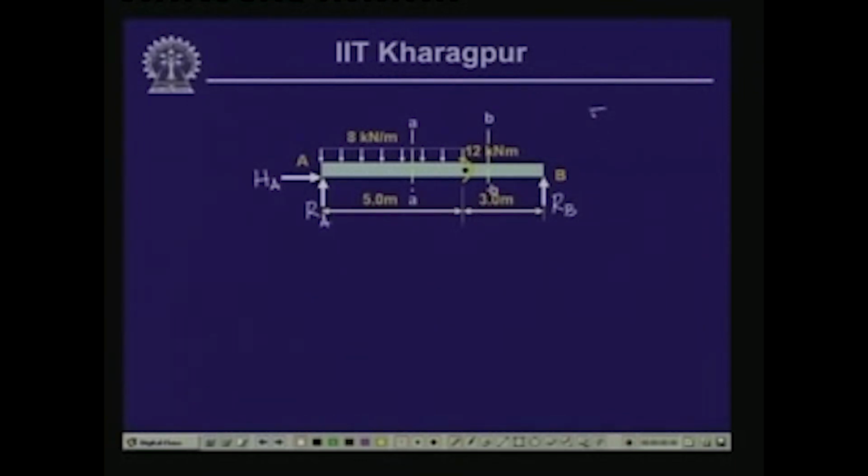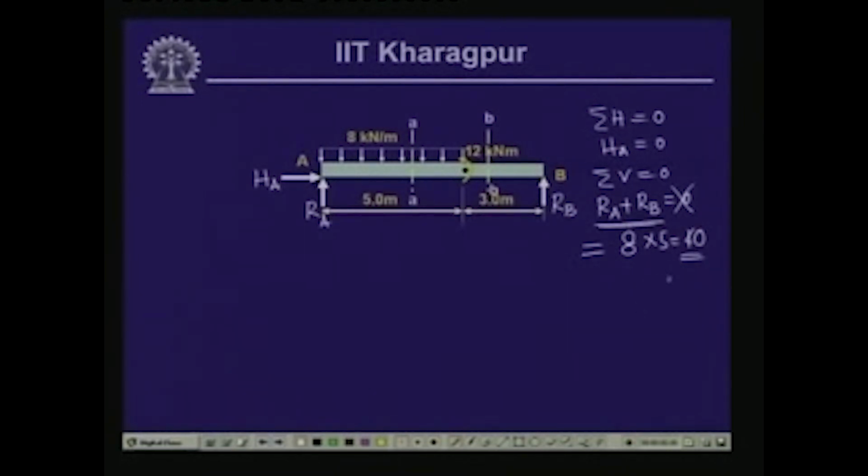So, summation of horizontal forces equals 0 gives us HA equals 0. Summation of vertical forces equals 0 gives us RA plus RB equals... sorry, this is not equal to 0, because here we have the load which is uniformly distributed. So, this is not 0. This is equal to 8 kilonewton per meter multiplied by the length 5 meter. So, 8 into 5, 40 kilonewton is the value for RA plus RB.